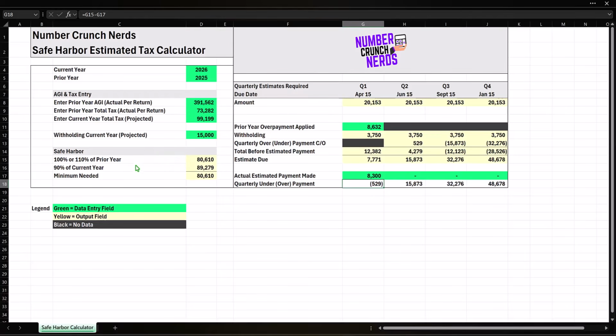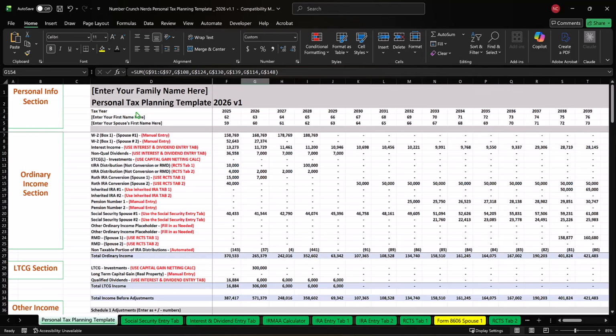The other possible safe harbor is 90% of the current year's tax. That amount is calculated based off of 90% of the number that we entered here, which we have not covered yet in this video. This says enter the current year's total tax, the projected amount for 2026. Where does this number of 99,199 come from? I can hear all the smarties out there saying it right now. It comes from the personal tax planning template, specifically the 2026 projection column.